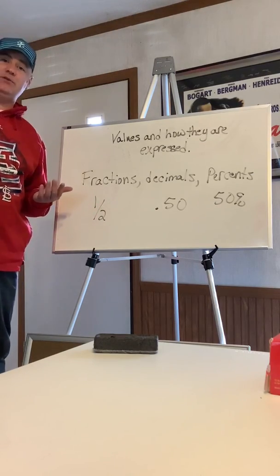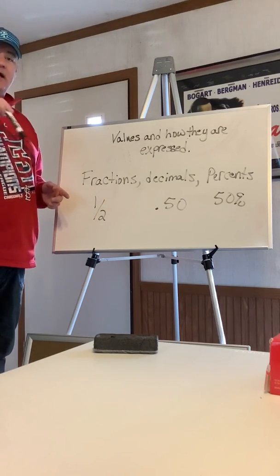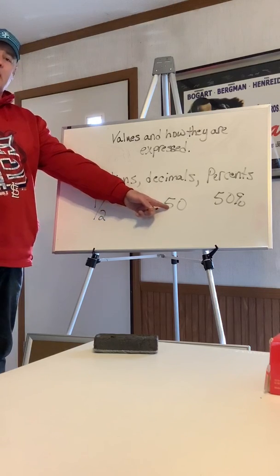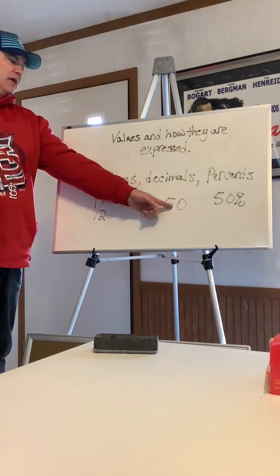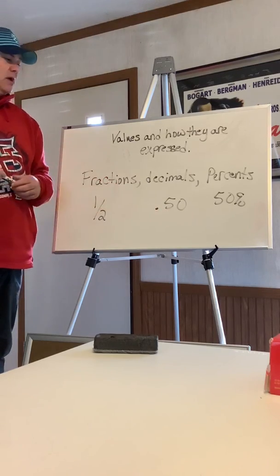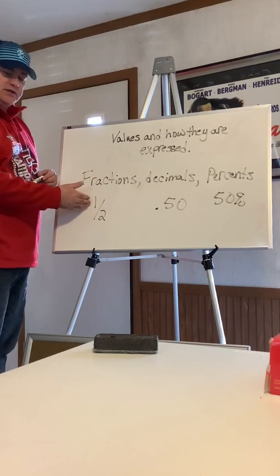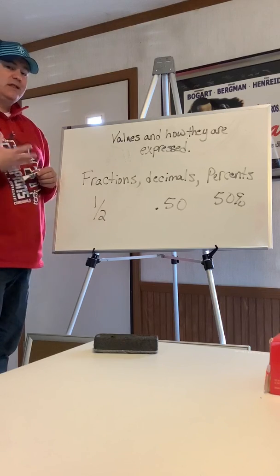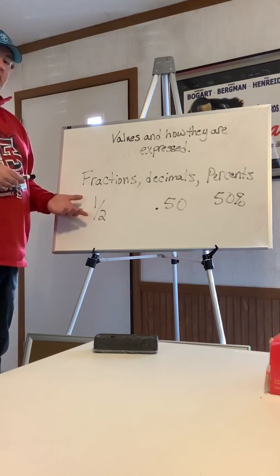If you were to put it into a calculator, 1 divided by 2, it's going to come out as 0.5. Calculators don't usually put that 0 at the end, but it'll come out as this same decimal. So basically, this just means 1 divided by 2. That's how we express this as a fraction.